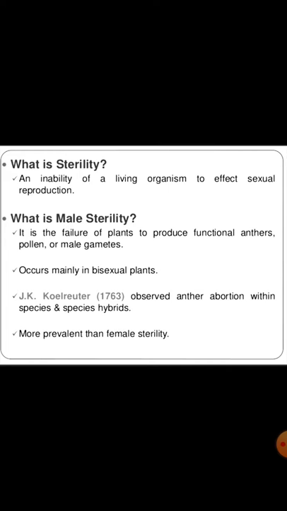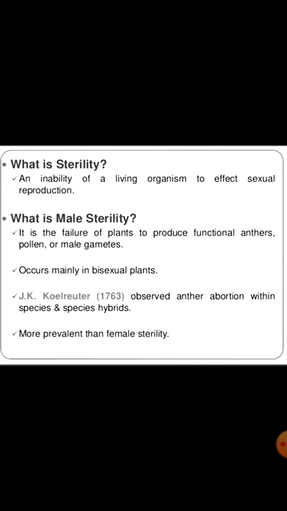What is male sterility? As the name suggests, in this the male part is non-functional and female gametes function normally. It is the failure of a plant to produce functional anthers, pollens, or male gametes. It occurs mainly in bisexual plants. Bisexual plants are the plants which consist of both the whorls of stamen and pistil.